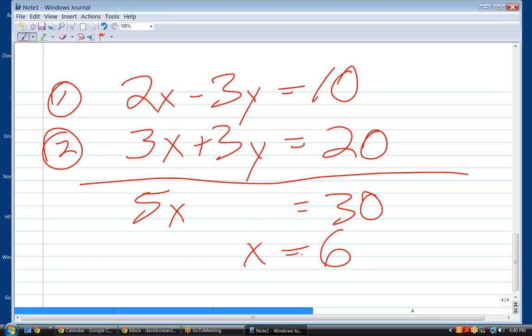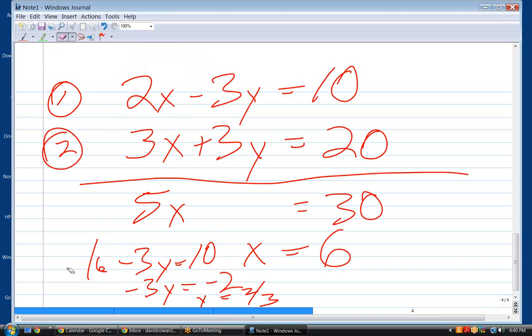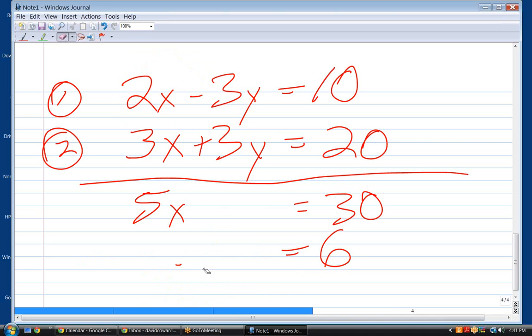Once I solve for x, I can go back and substitute it into either equation and then solve for y. Well, if x is 6, then 2 times 6 minus 3y equals 10. So minus 3y equals minus 2, y equals 2/3. Okay? So that's how you solve a system of two equations and two unknowns.